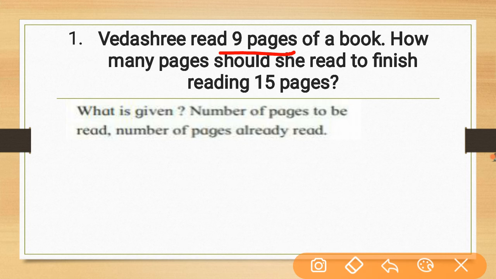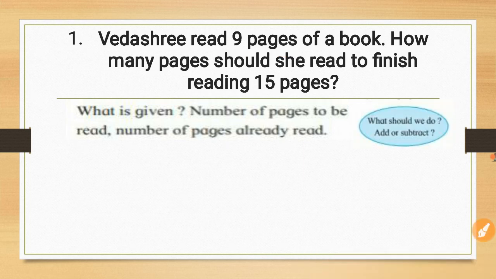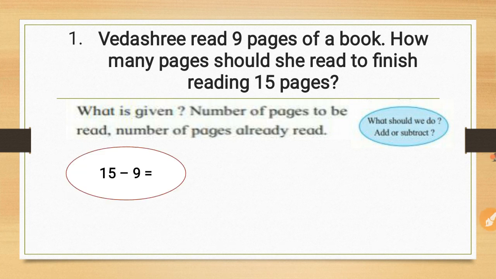So here we can solve the word problem in both ways. We can do the addition, and we can also do the subtraction. So we will do the subtraction first. 15 minus 9. Here she already read 9 pages and the total number of pages is 15. So we will take out 9 from 15. Here we can draw circles, or otherwise you can count backward.